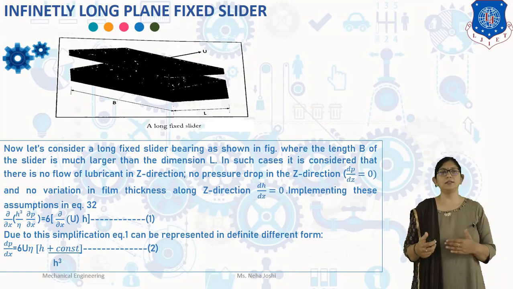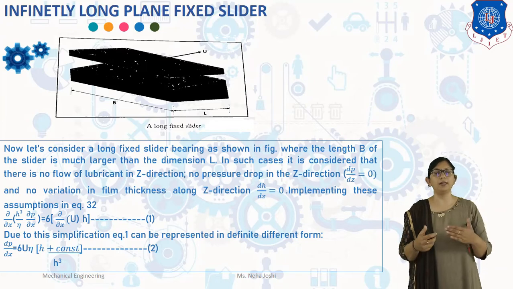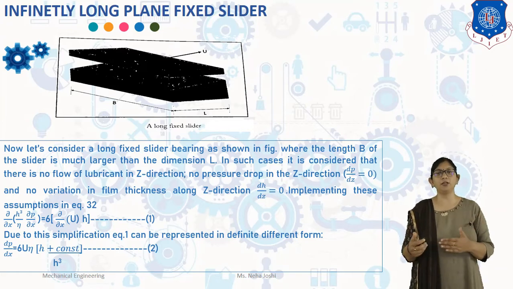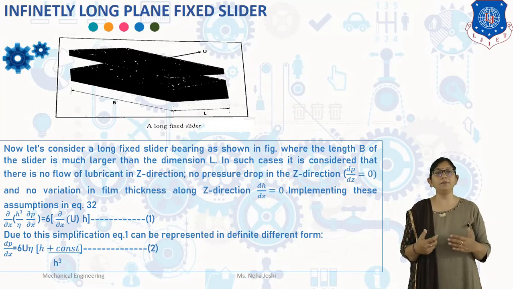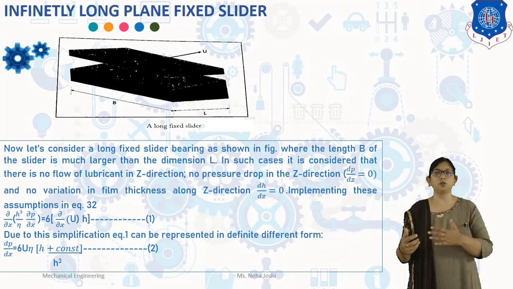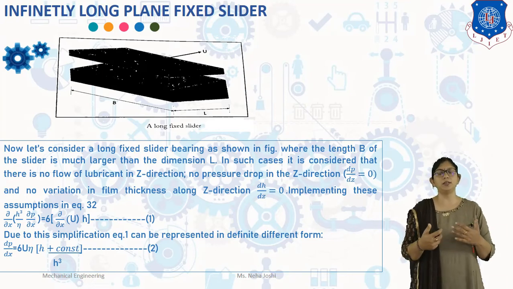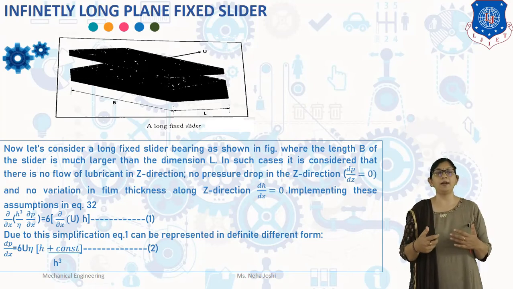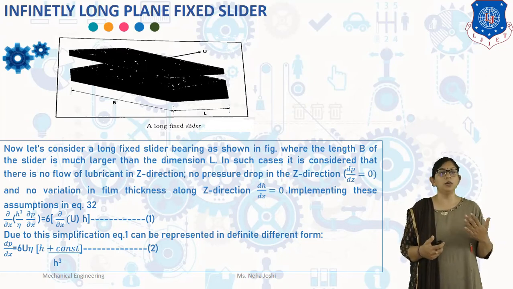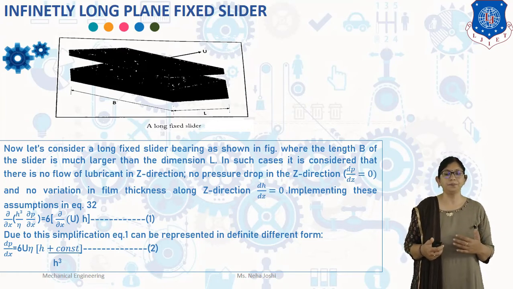In such a case, it is considered that there is no flow of lubricant in the Z direction. No pressure drop in the Z direction, so del P by del Z is equal to 0, and no variation in film thickness along the Z direction, so dh by dZ is also 0. Implementing these assumptions in equation 32, we get del by del x of h cube by eta dP by del x is equal to 6 del by del x of U into h. Due to this simplification, the equation can be represented in a definite integral form, which gives del P by del x is equal to 6 mu U (h plus constant) divided by h.